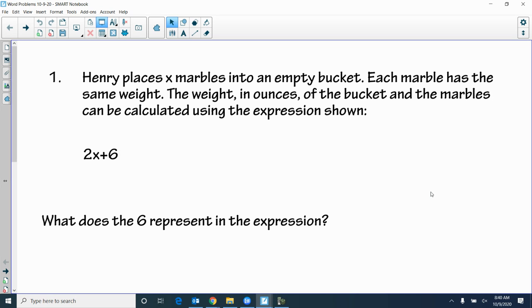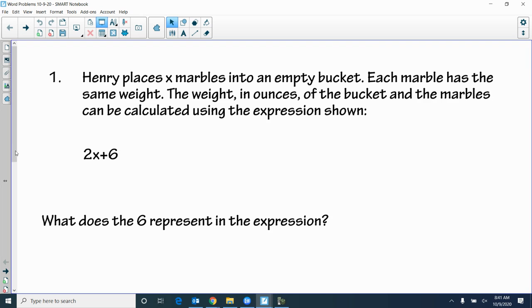So, just read through that first one there. It says Henry places X marbles into an empty bucket. Each marble has the same weight. The weight in ounces of the bucket and the marbles can be calculated using that expression. Somebody's just got to think through it and make sure you really read the question. What does the 6 represent in the expression? Well, first of all, this here represents what? The weight of the marbles and bucket. Okay, so it's the weight in ounces of the bucket and the marbles. If you put that bucket on a scale, it would give you the weight.